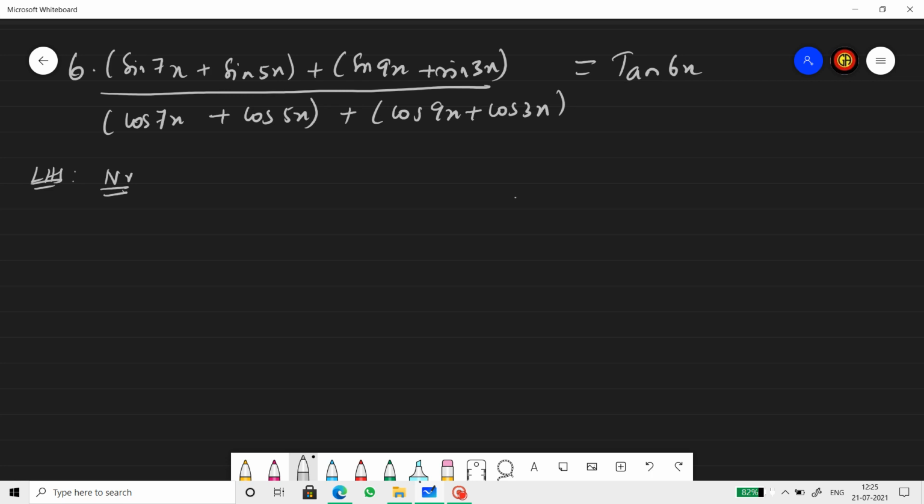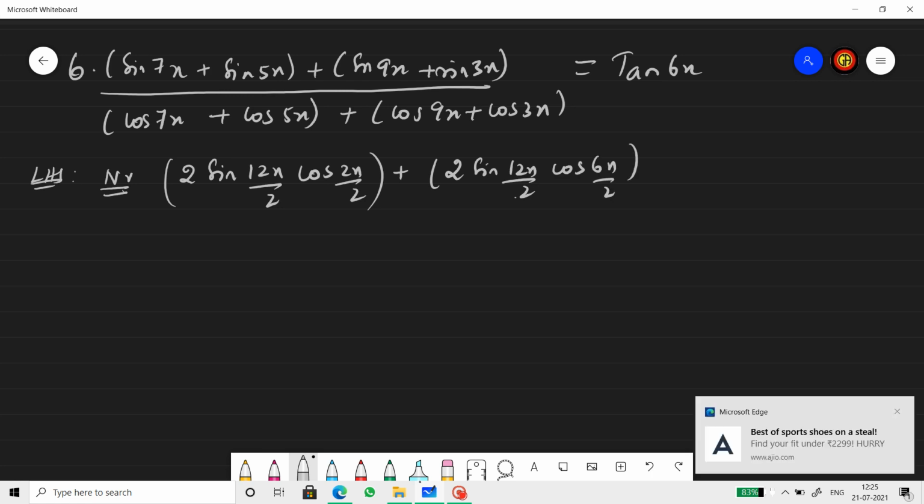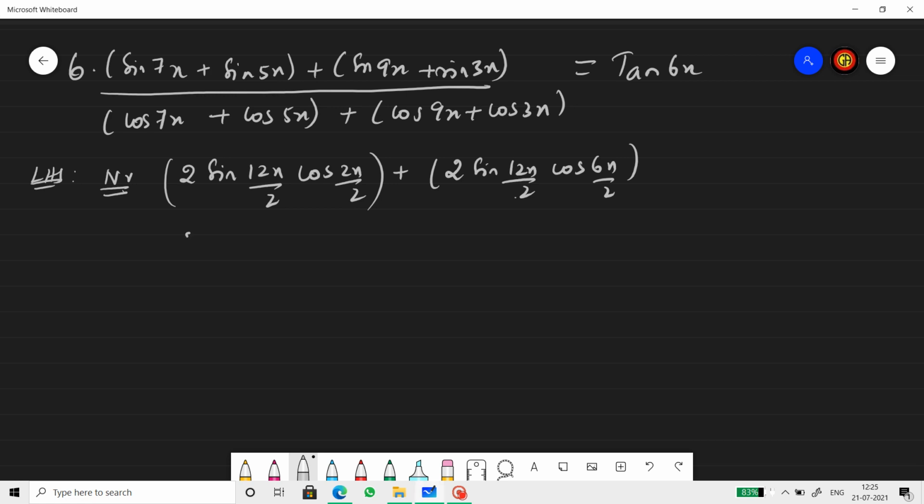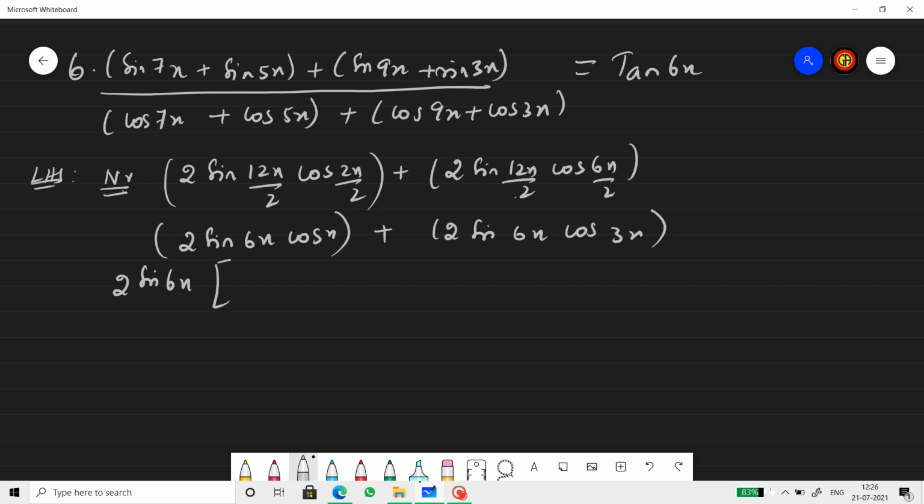So let it leave it like that and start applying the formula directly. So sin 7x plus sin 5x becomes 2 sin 12x by 2 into cos 2x by 2, plus 2 sin 12x by 2 into cos 6x by 2. So that means 2 sin 6x into cos x plus 2 sin 6x into cos 3x. Now I can take 2 sin 6x out. Remaining is cos x plus cos 3x.